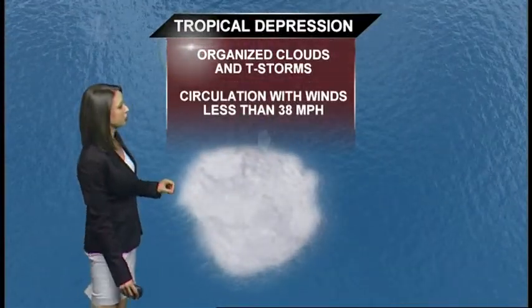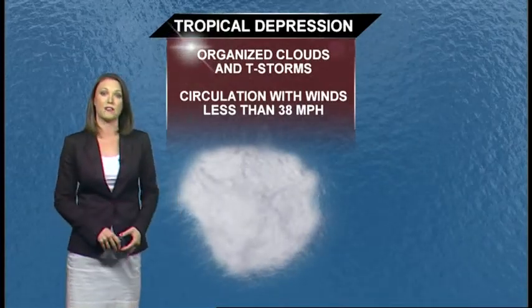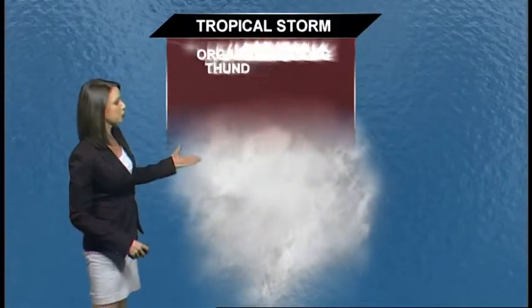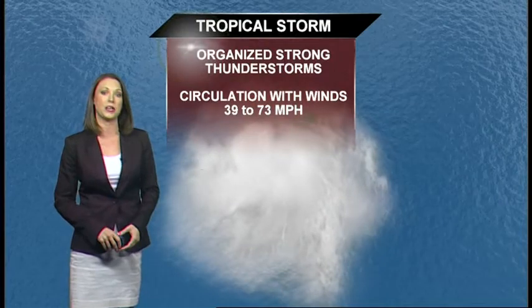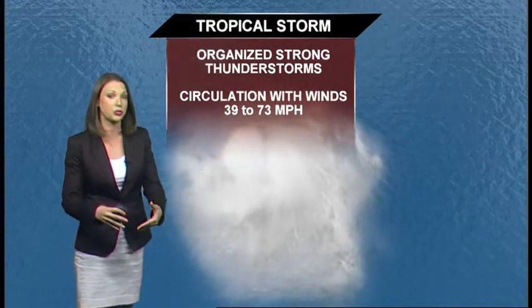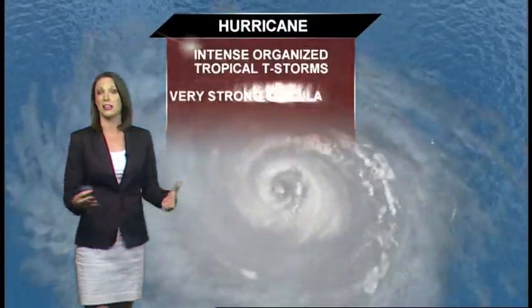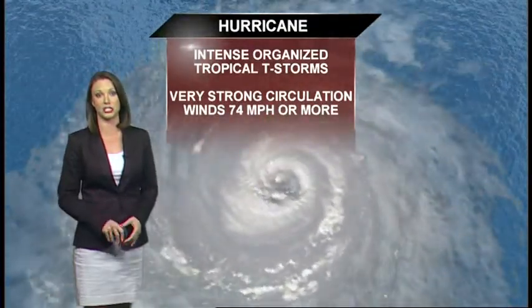A tropical depression is an organized cloud of thunderstorms, and they have sustained winds of around 36 miles per hour. A tropical storm, this is when they become named, is circulation and winds anywhere up to 73 miles per hour. As soon as you get those sustained winds at 74 miles per hour, then in America, you have a hurricane. A very strong circulation. They are the most extreme storms that happen anywhere in the world.